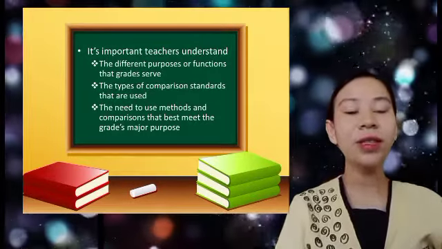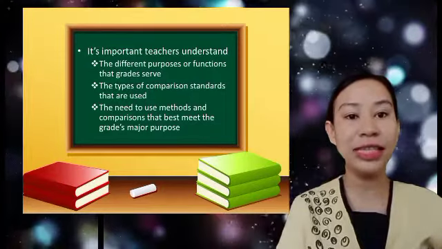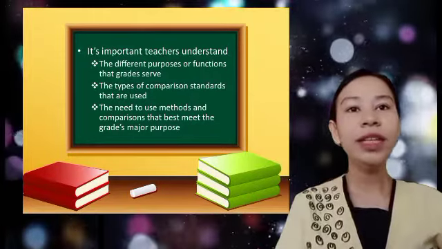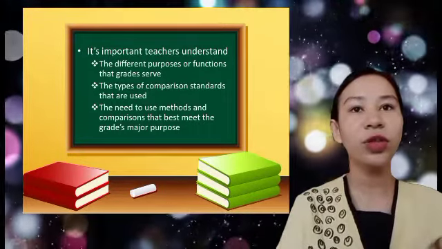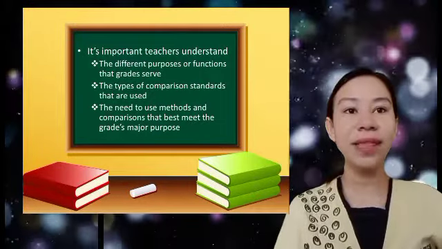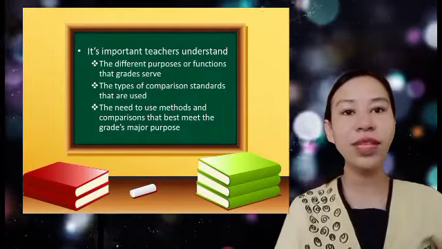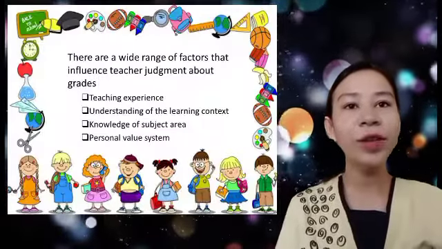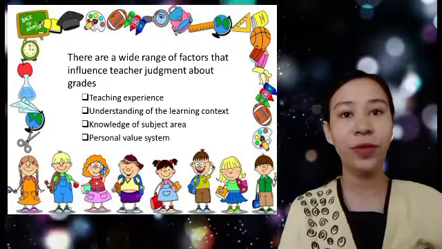There is no single correct procedure or set of rules that standardizes professional decision making. Despite the use of a grading scale and calculation of scores to create a grade, decisions may seem objective, but they are not. Teachers differ on the meaning of a student's performance. There is a wide range of factors that influence teacher judgment about grades.